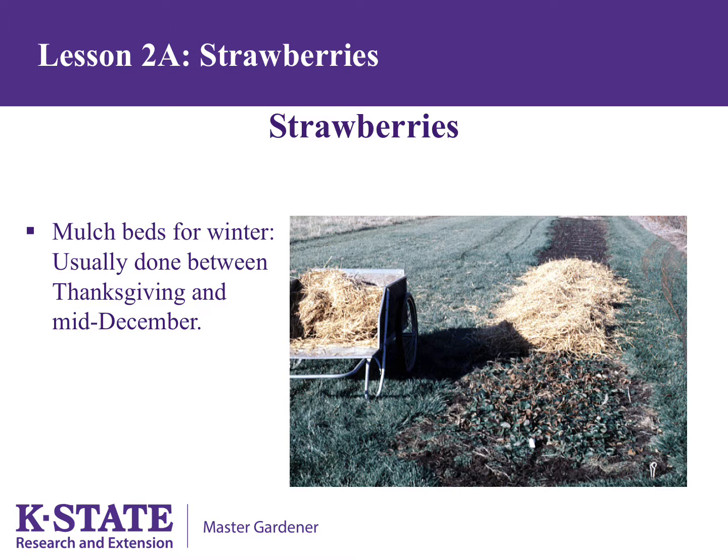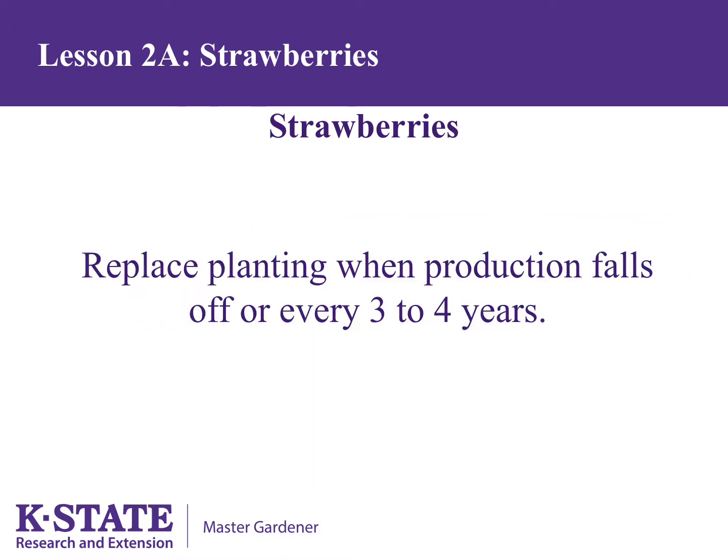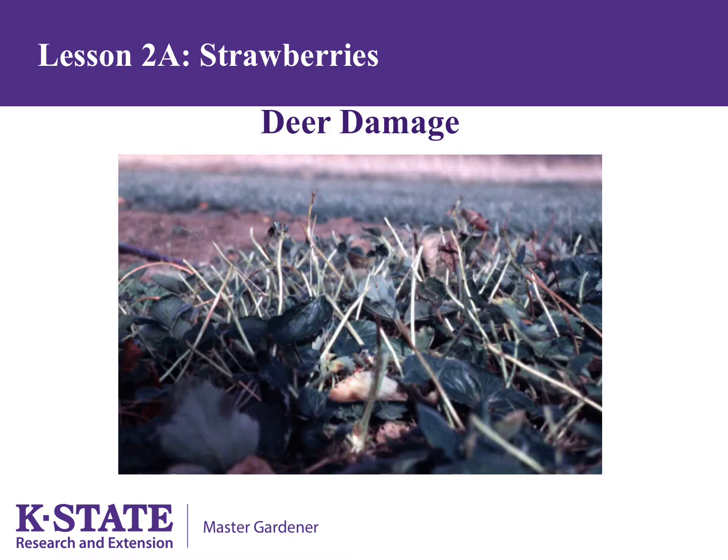Mulching isn't so much to protect the plants from extreme cold, though it does do that, but rather to prevent the freezing and thawing of the soil from heaving the plants out of the ground. Heaving exposes the roots, so the plant dies from lack of water. Replace the planting when production falls off, or every 3 to 4 years.